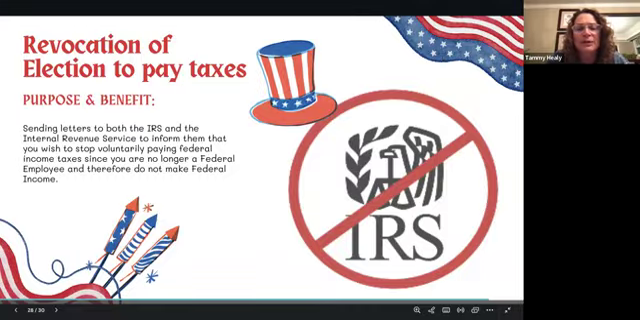Everything that's in all capital letters is always a municipal citizen. The Internal Revenue Service is a British territorial corporation. So when you send your letters revoking your election to pay taxes, you're sending them to both corporations. And one address is in Washington, D.C., and the other one is in New York.